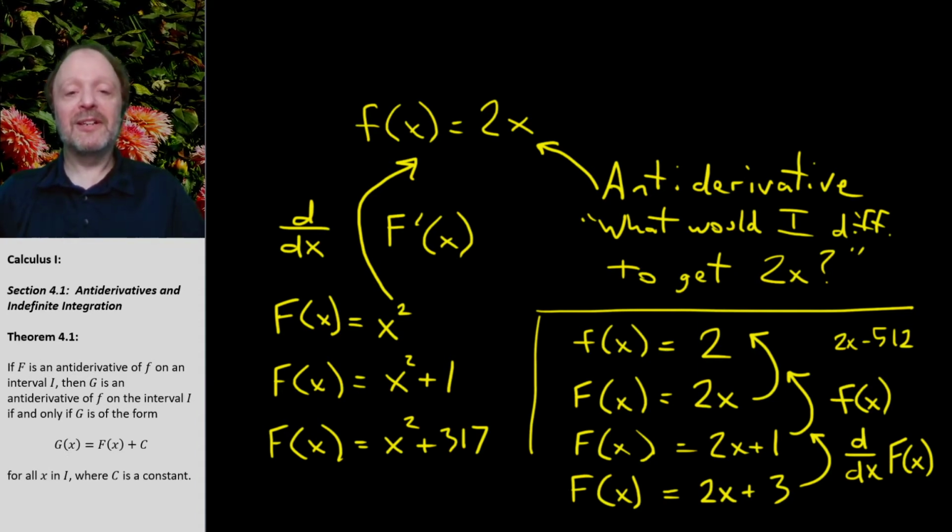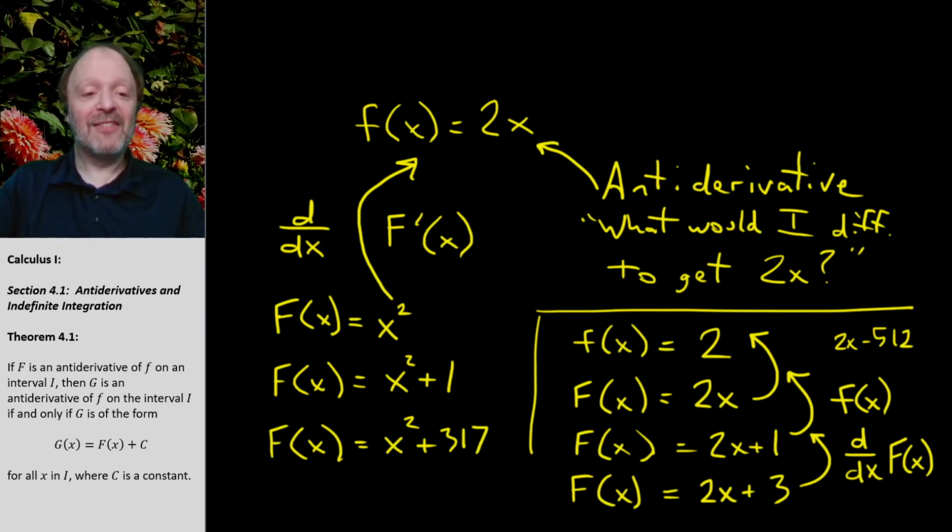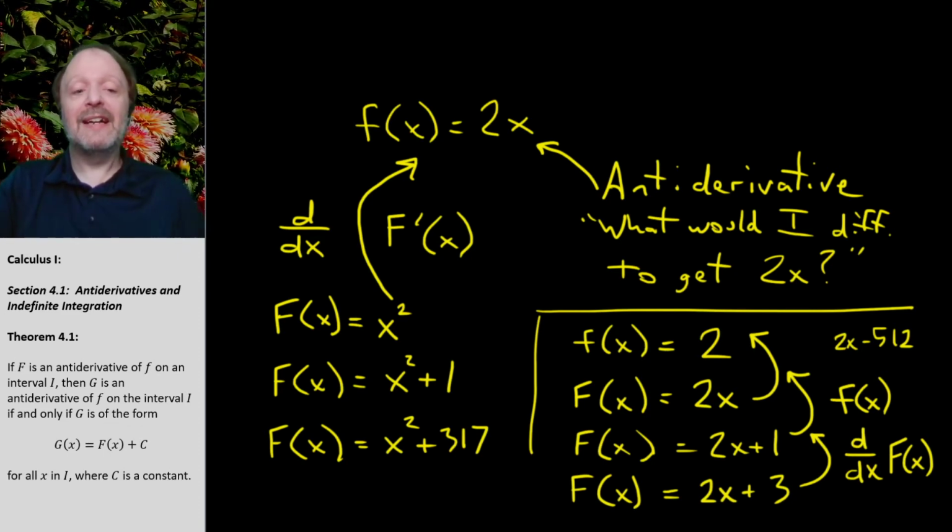There's a theorem here. This is, I will honestly say, one of the most confusing of the theorems the first time you see it. I didn't like it at all the first time I saw it. So what does it say? It says that if capital F is an antiderivative of little f on the interval I, then big G is an antiderivative of little f on the interval I if and only if G is of the form capital F plus C, where C is some constant.